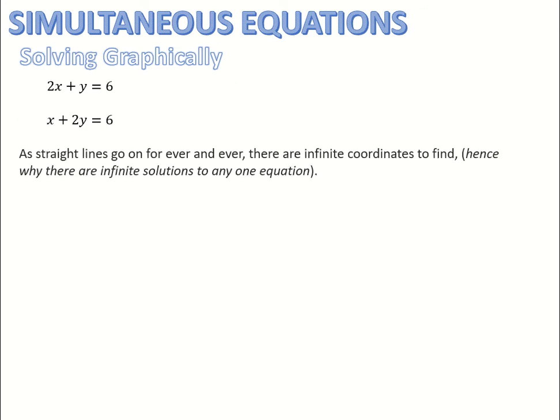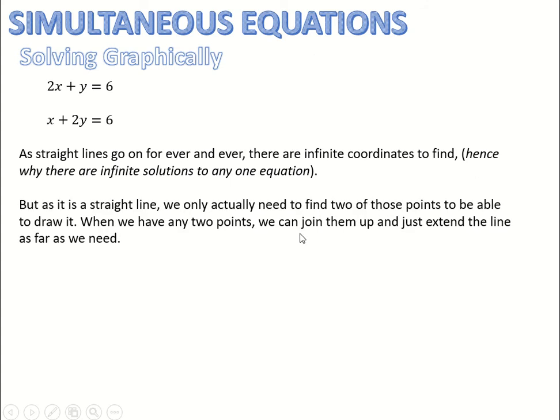All right, so using those same equations again, the point is straight lines, as I say, go on forever and ever and ever. When we draw them, we only draw a part of it, but if we kept on extending it in the same direction, it would go on forever. There would be infinite coordinates on there, and hence there would be infinite solutions to any one of these equations. But as it's a straight line, we only actually need to find 2 of these points.